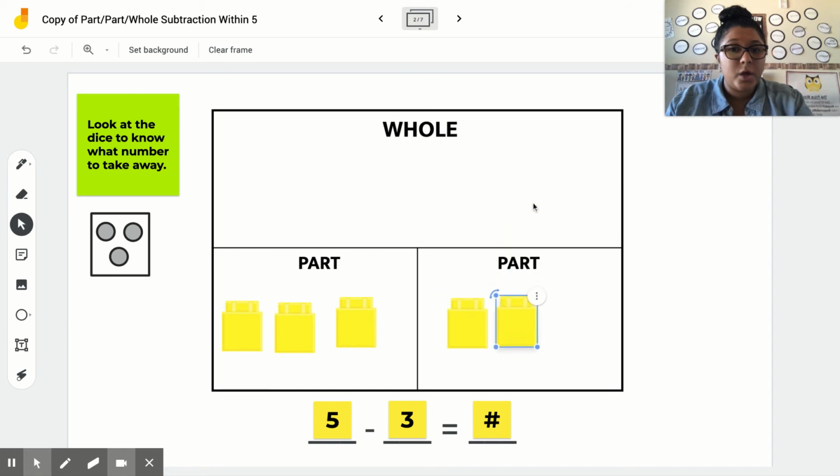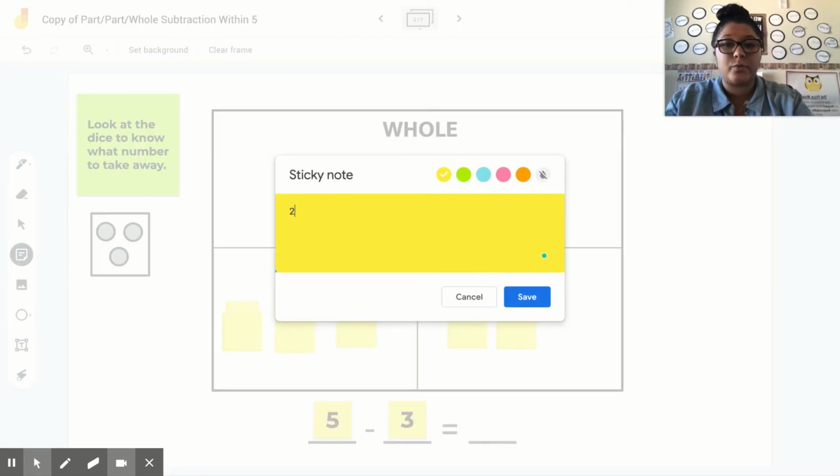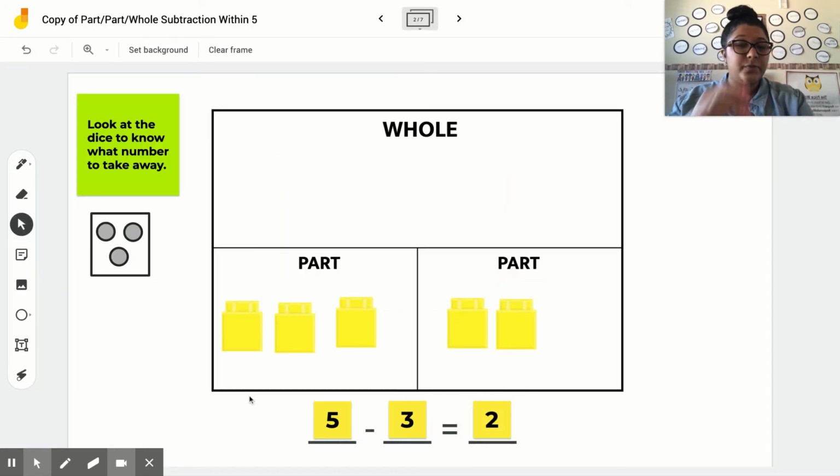I'm going to double click and put a 2 in here so I don't forget. And so I just figured out that 5 take away or subtract 3 equals 2. 5 subtract, take away 3, is 2, okay? So I had 5 cubes, I took away 3, and I had 2 left over, okay?